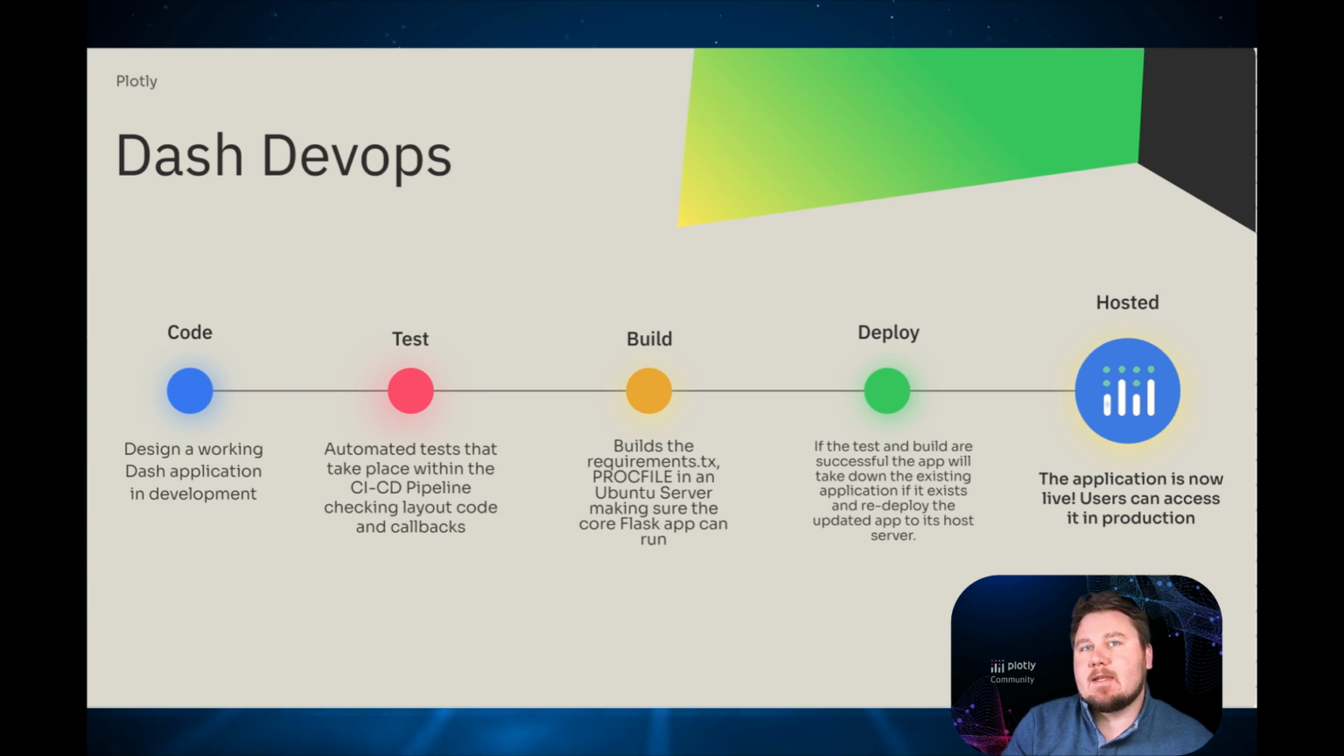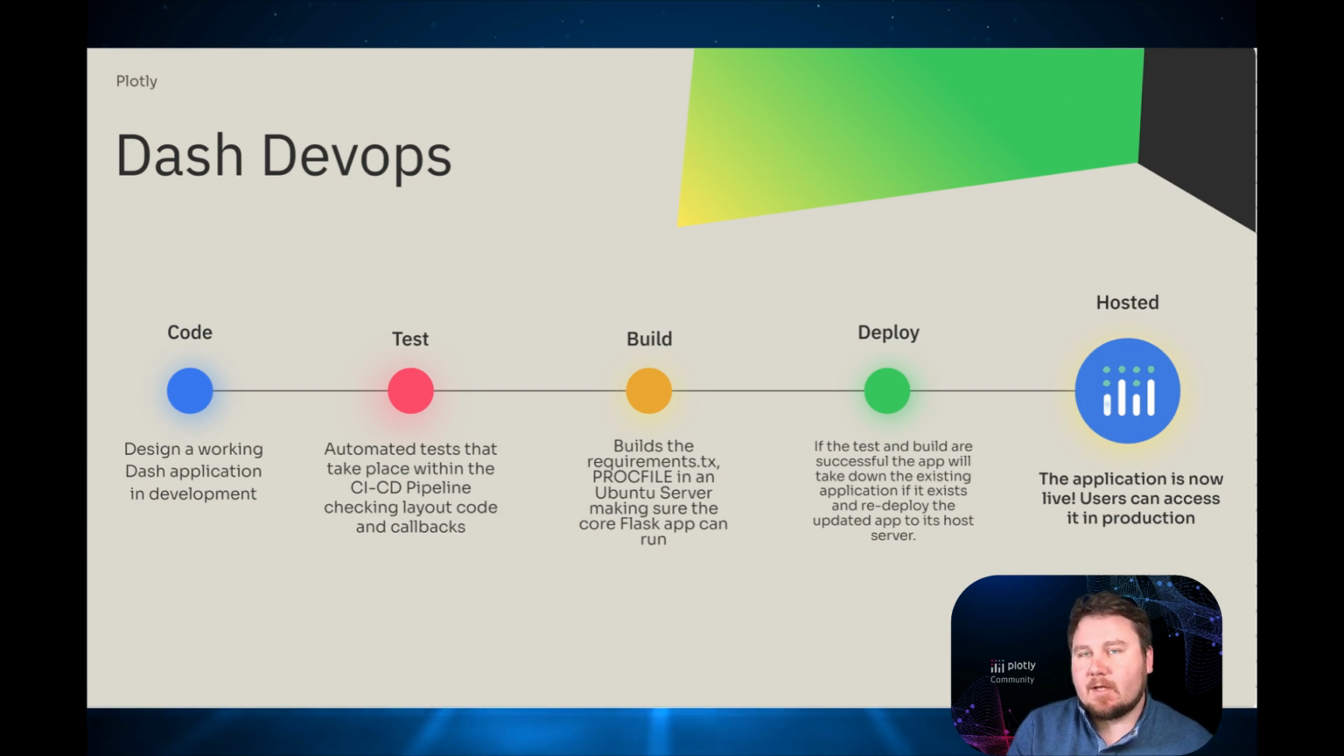After that, it goes through the build process, and the build process is focused on the requirements.txt to make sure that there are no clashes between different packages that you're using, the Procfile itself, the Ubuntu server, and making sure that the Flask application can reach your Dash application and can actually go to deployment. So the next stage would be the deployment. The deployment basically takes down the existing hosted application and replaces it with the new application that's being deployed.